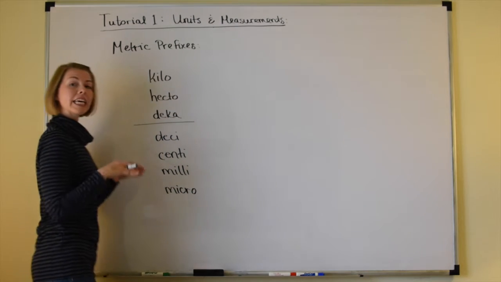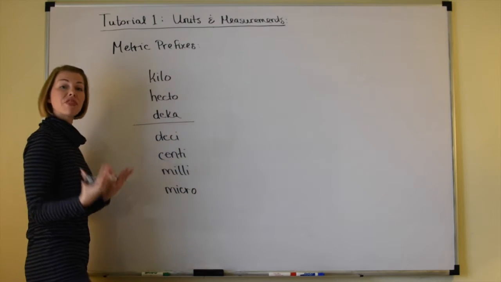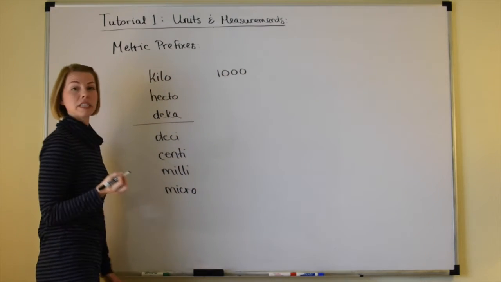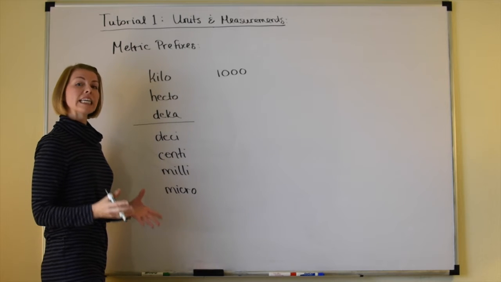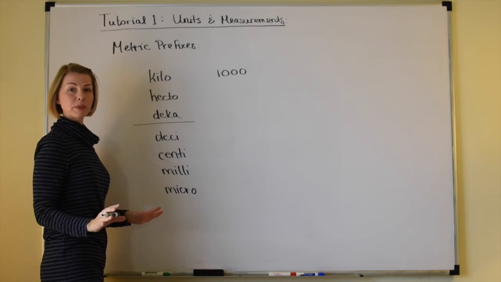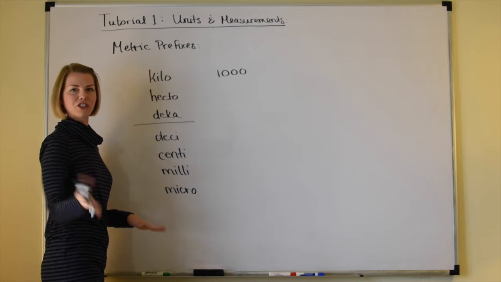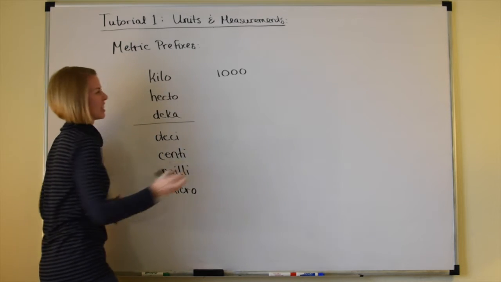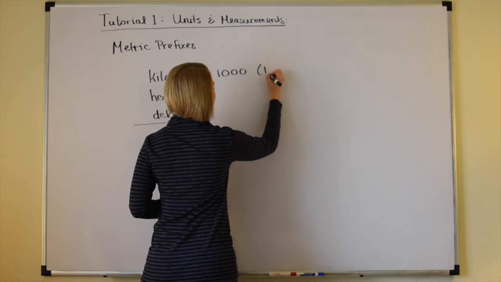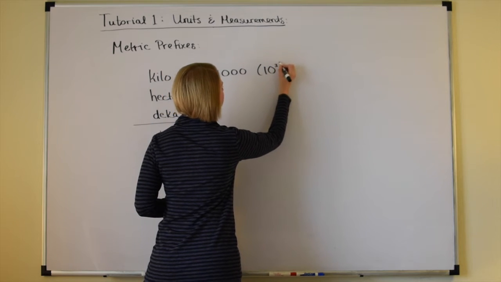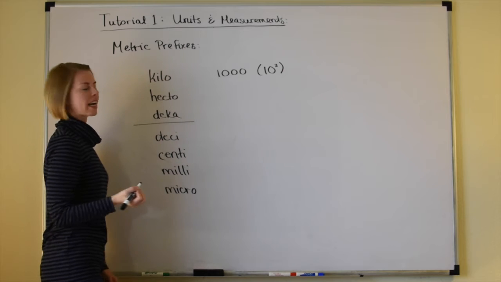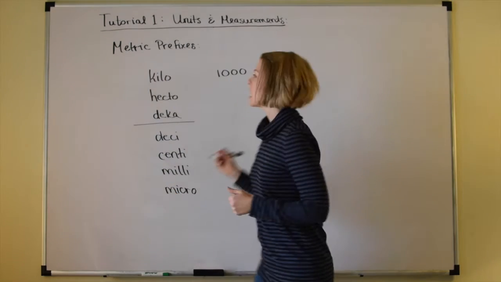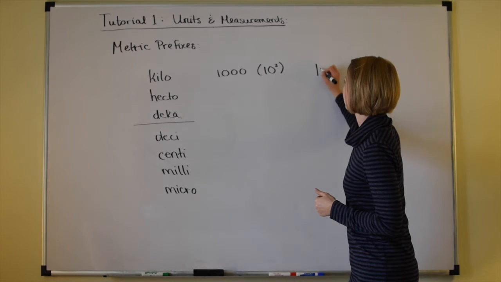Okay, so kilo means 1,000. Its numerical value is 1,000. I'm going to also write that in scientific notation. If you're not familiar with scientific notation, don't worry about it. Just tune into tutorial number 2, because that's when we'll be covering scientific notation in detail. So I'll go ahead and write 10 to the 3rd power here for 1,000 in scientific notation. And then the abbreviation for kilo is just a lowercase k.